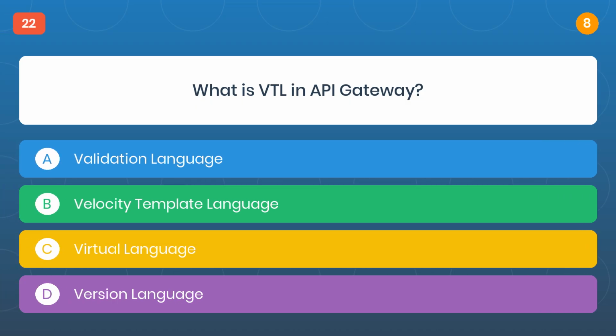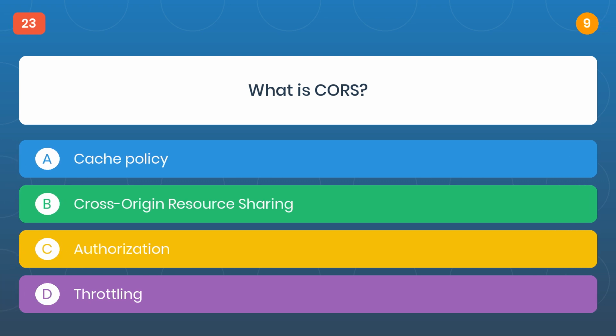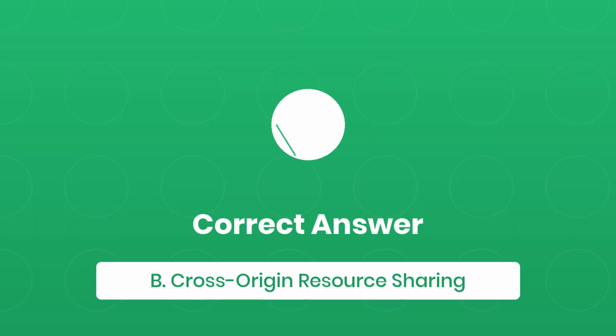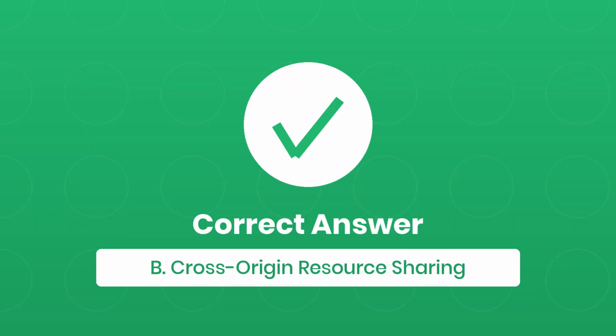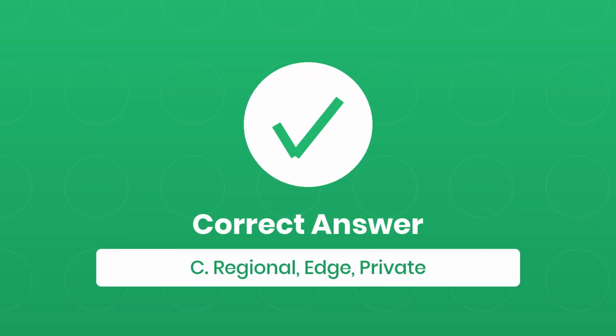Question 22. What is VTL in API Gateway? The correct answer is B, Velocity Template Language. Question 23. What is CORS? The correct answer is B, cross-origin resource sharing. Question 24. What is API Gateway endpoint type? The correct answer is C, regional, edge, private.